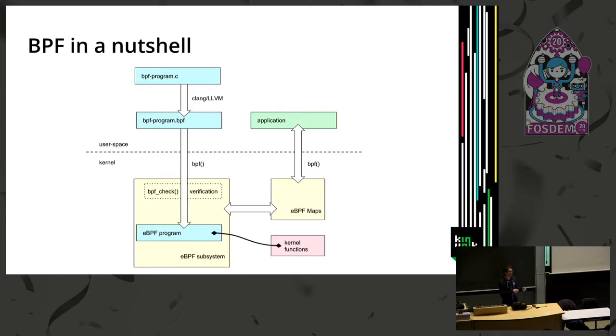And then the BPF program will be allowed to run and interact, sending messages to user space through a BPF map and using some kernel functions that are called BPF helper functions. So that's BPF in a nutshell, and we will use that for Traceloop.